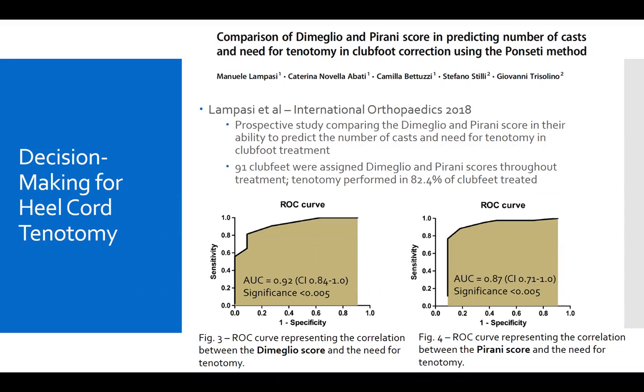And they think this can be explained by the heel varus component and muscular abnormality components of the scores. These are specifically not looked at by the Pirani score, but they did find a significant contribution of those two metrics to the predictive model of the DiMeglio score in predicting the need for a tenotomy in these children.